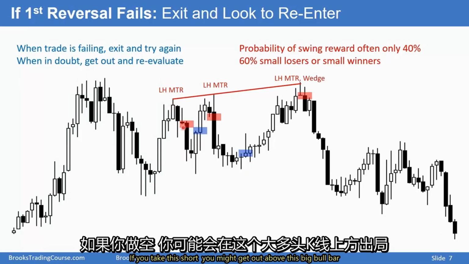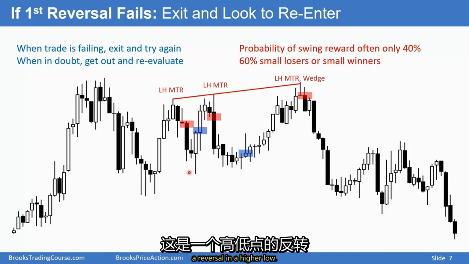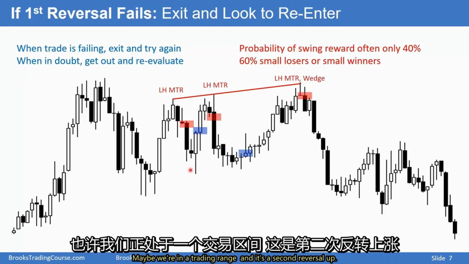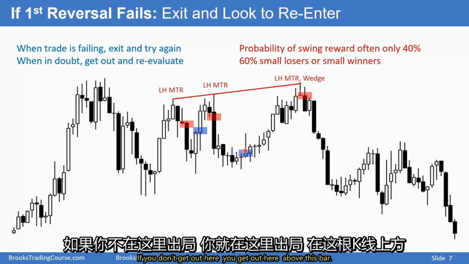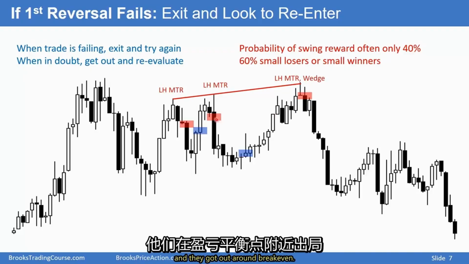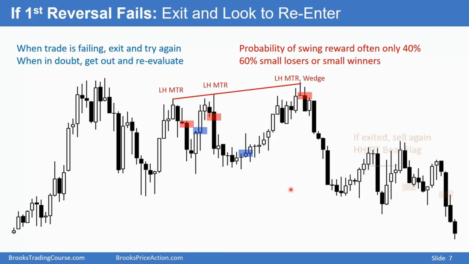If you take this short, you might get out above this big bull bar, a reversal, and a higher low. If you took this short, you might get out here. Maybe we're in a trading range, and it's a second reversal up. If you don't get out here, you get out here above this bar. Or you can see a lot of bears gave up here, and they get out around break even.